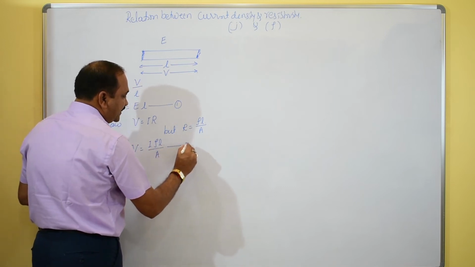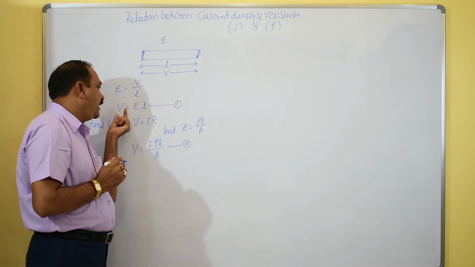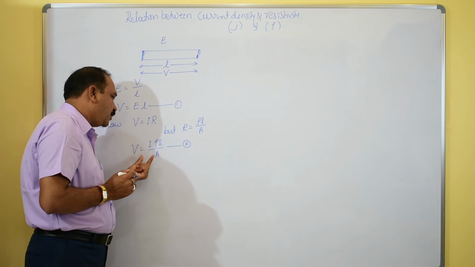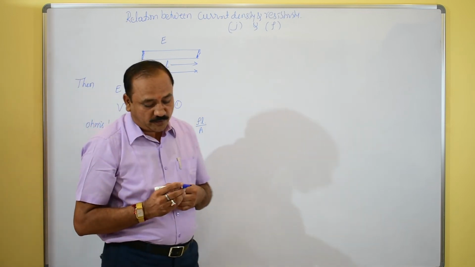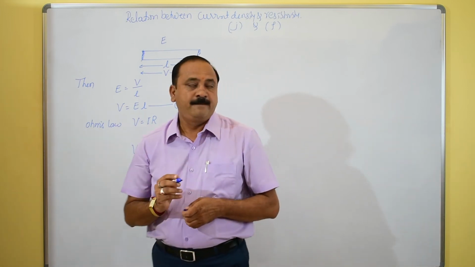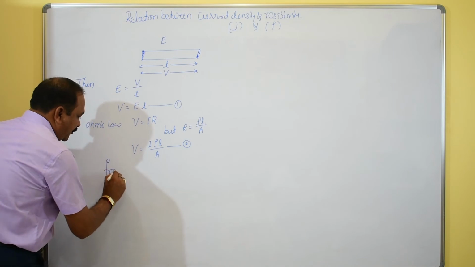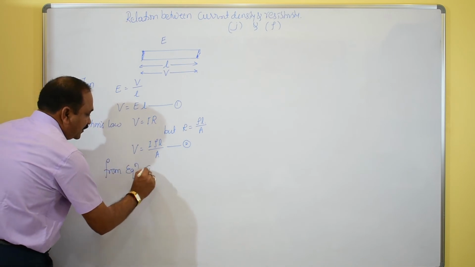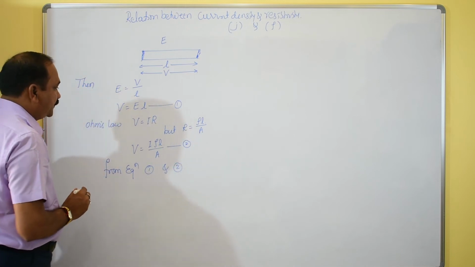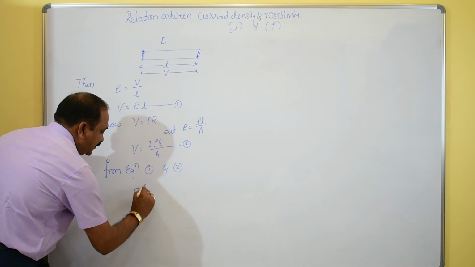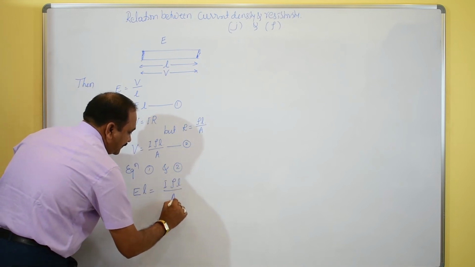This is what we call equation number 2. We have V equal to E into L, and V equal to I rho L by A. This is one more relation that we are supposed to know. From equations 1 and 2, I can write E into L equals I rho L by A.